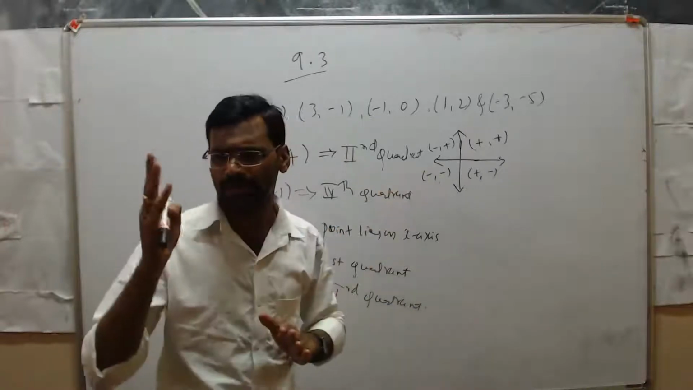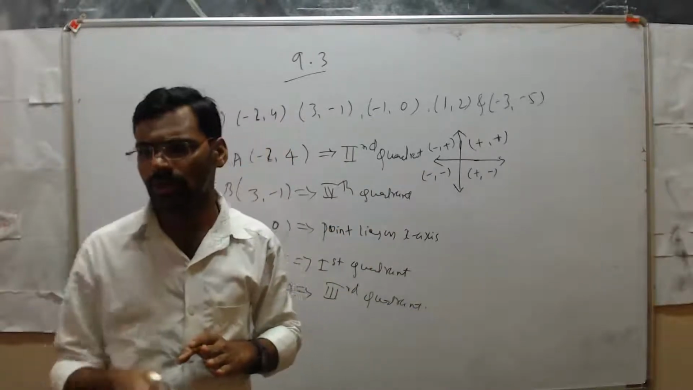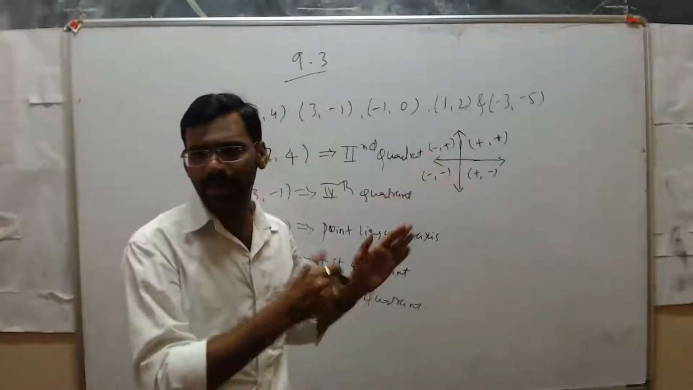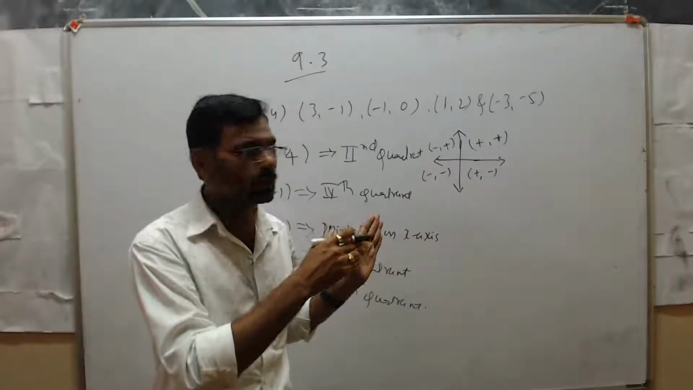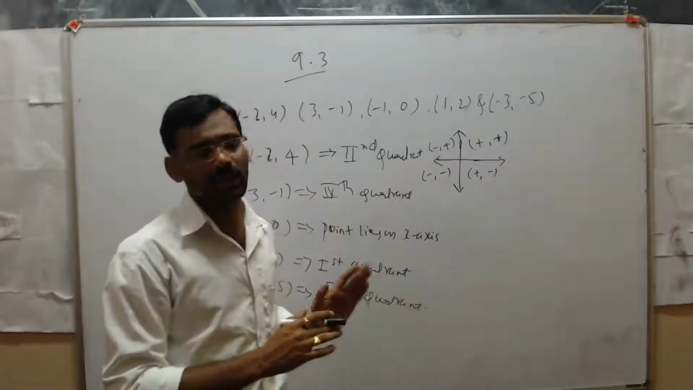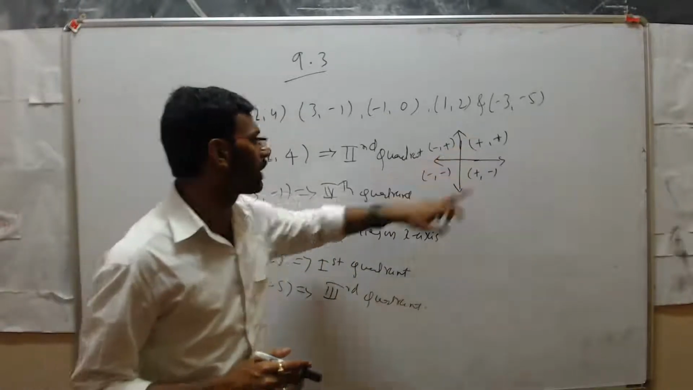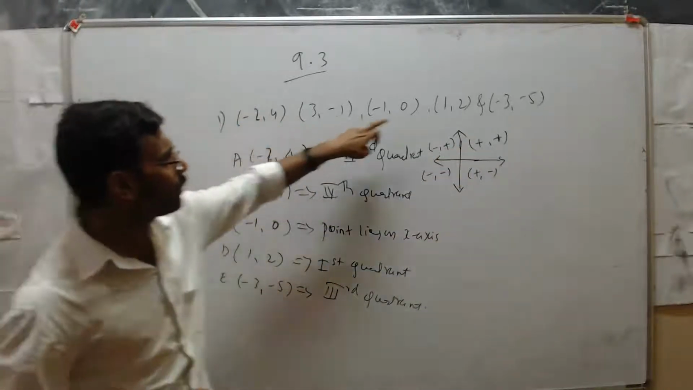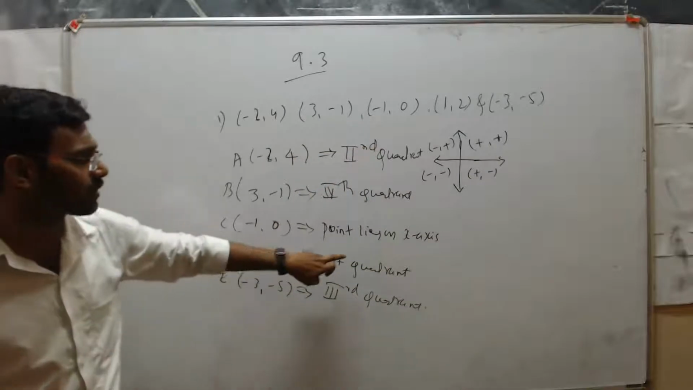In the third quadrant, the x axis value is negative and the y axis value is also negative. In the fourth quadrant, the x axis value is positive and the y axis value is negative. If both are plus, it means the first quadrant.